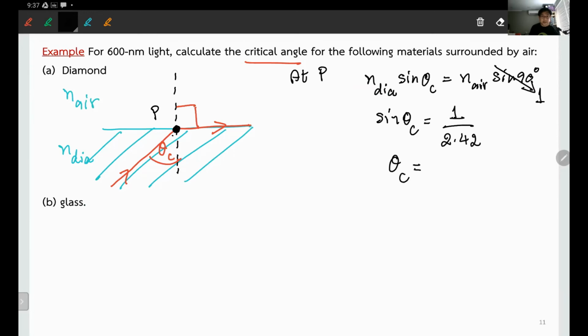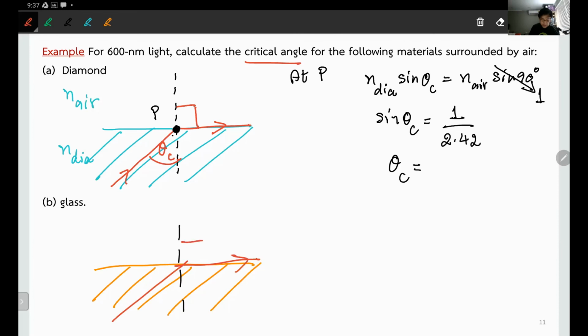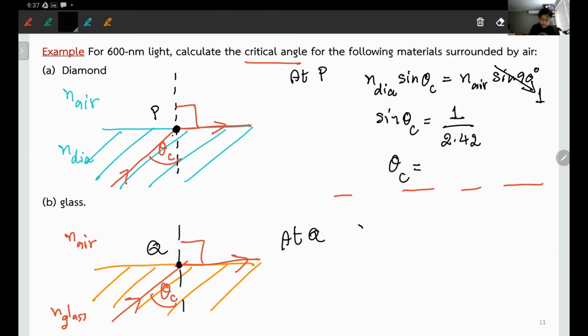All right, oh cool. I can do that one more time with glass. Everything looks exactly the same. I will hit it with some angle, and the outgoing ray will be 90 degrees. The scenario looks exactly the same, except now you have glass and air on top. But the equation looks exactly the same. Let me call this point Q. So at point Q, n_glass sine theta_C prime, let me call it prime so you won't get duplicates with the theta_C we used in part A, equals n_air sine 90.